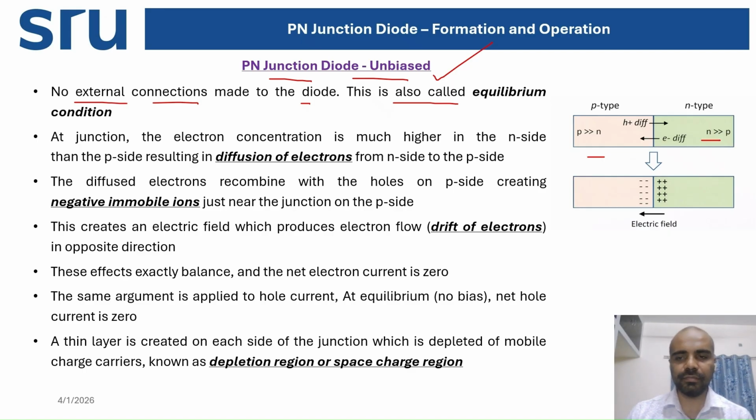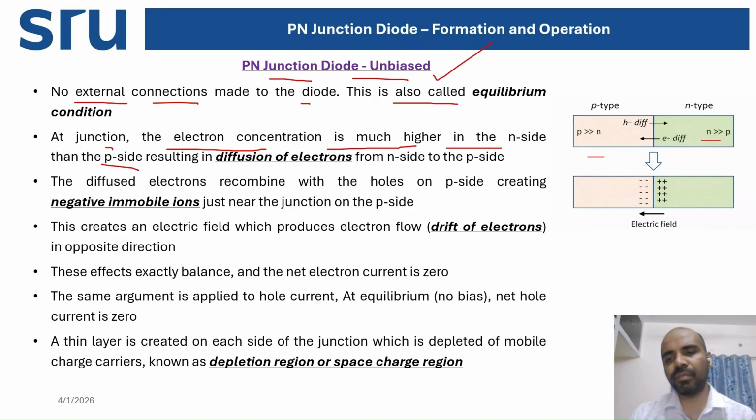So electrons try to move from the N region to the P region, and holes try to move from the P region to the N region, because holes try to move from high concentration to low concentration, that is P region to N region, and electrons also try to move from high concentration to low concentration, that is from N region to the P region, right? So at the junction, electron concentration is much higher on the N side than the P side, right?